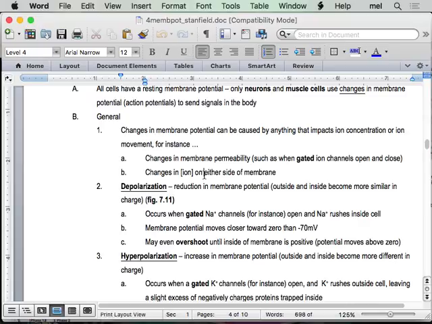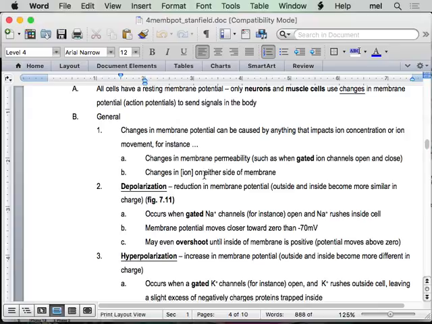Okay, so this is polarized. This is at rest. Depolarized would mean the inside and the outside are becoming more electrically similar. Okay, you with me? Depolarized. And that number, if you were completely depolarized and they were not different at all, would read what? 0, yes? So if I depolarize, I move from -70 maybe to -30, yes? Maybe to -20, to 0. That's depolarizing. Does that make sense? Because not polarized is 0.